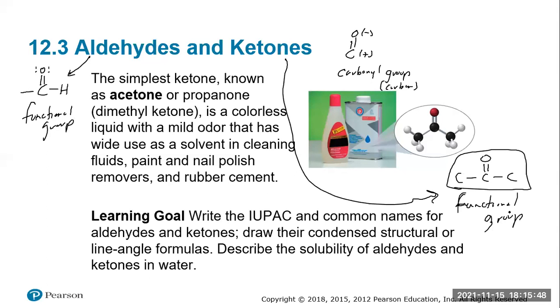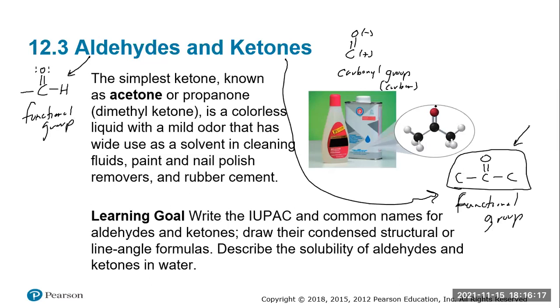The simplest ketone is acetone, or propanone, which is sometimes referred to as dimethyl ketone. It is a colorless liquid, obviously used to remove paint and nail polish and stuff like that. The simplest ketone you could have is propanone, which is based off of 3 carbons, because you need 3 carbons to make a ketone.